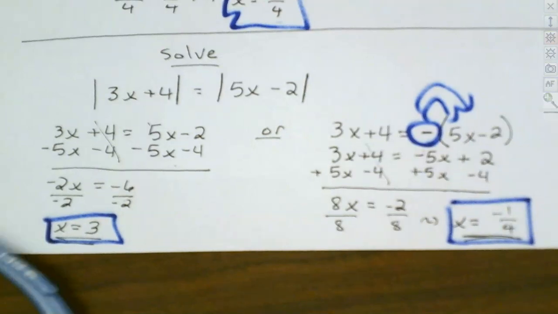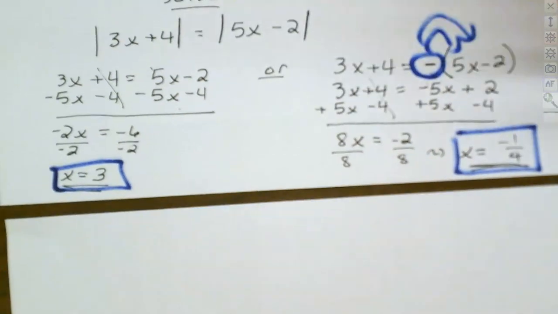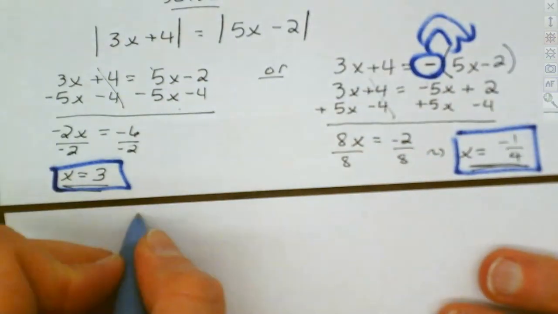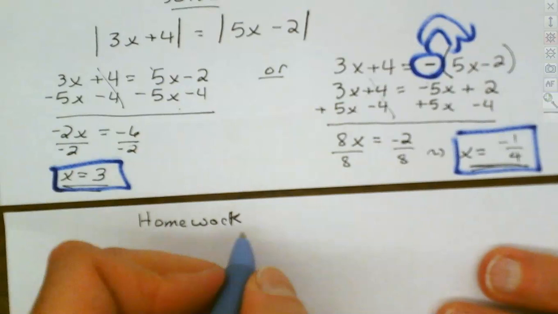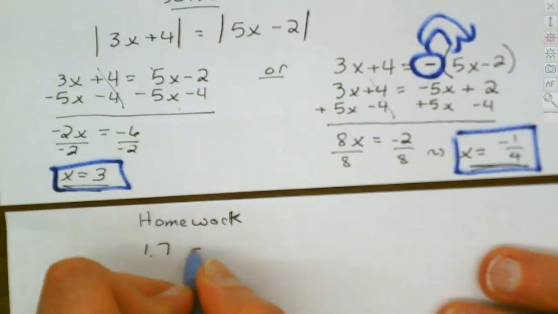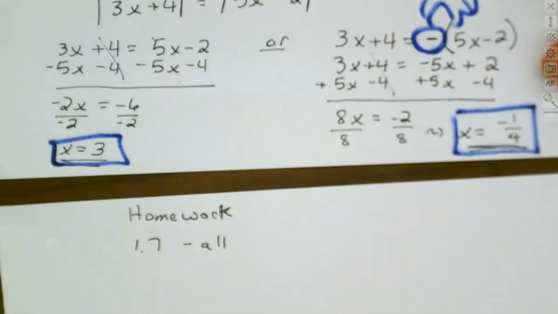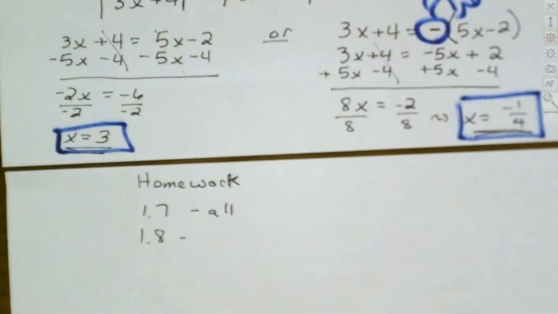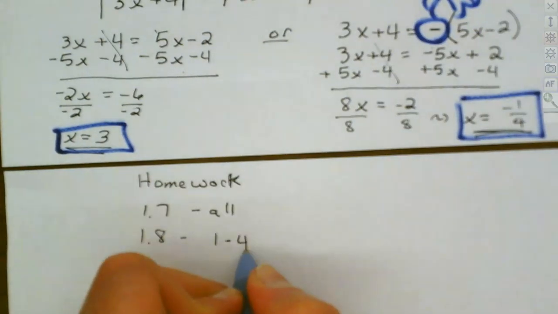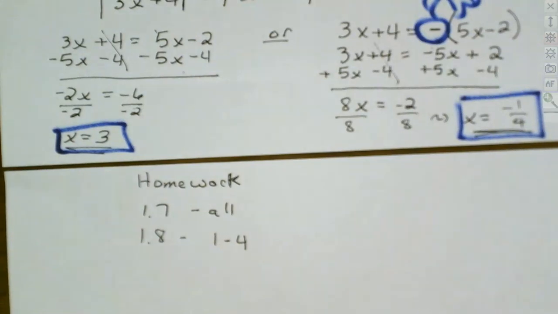What's our homework? Well, for our homework, you should be able to do all of 1.7. So 1.7, you can do them all. 1.8, well, 1.8, we can do quite a few of them. 1.8, we can do 1 through 4. So we can do those. The inequalities we'll cover next time. So 1.8, you can do 1 through 4.